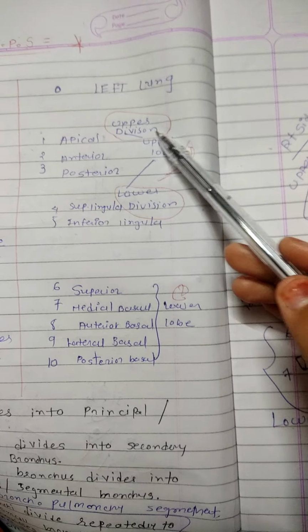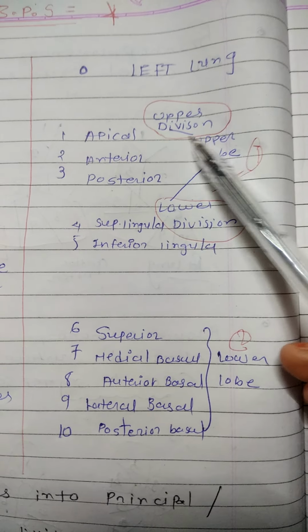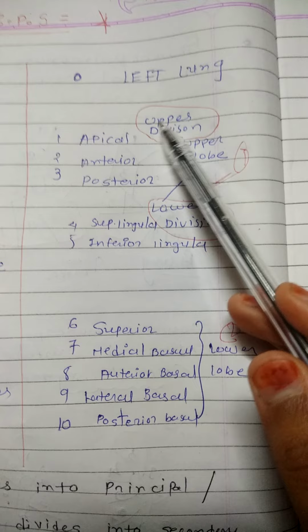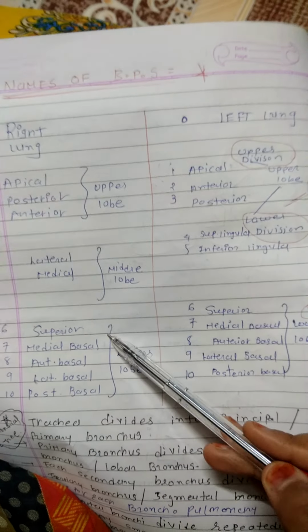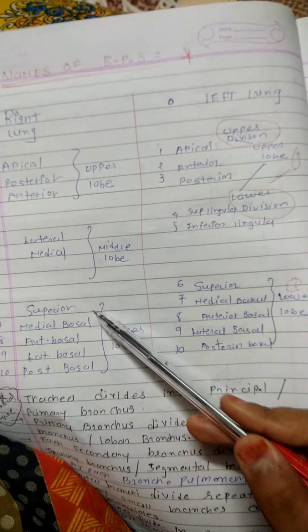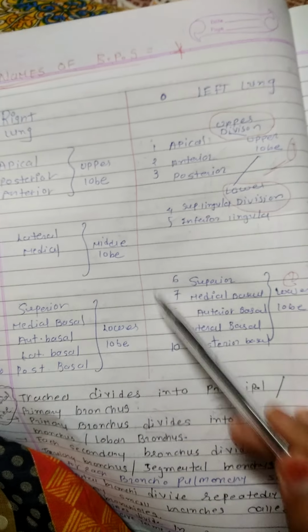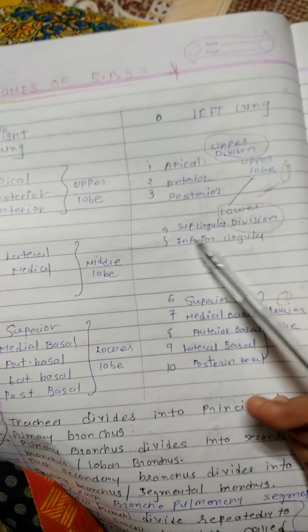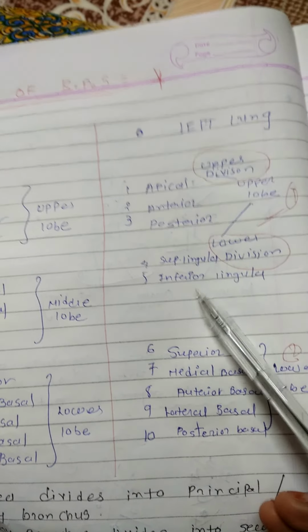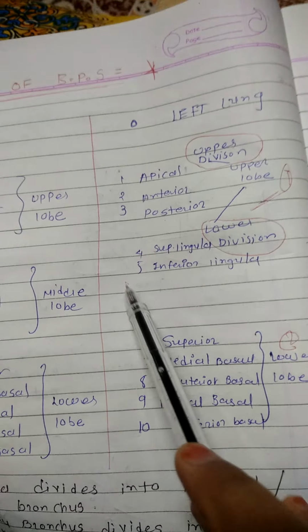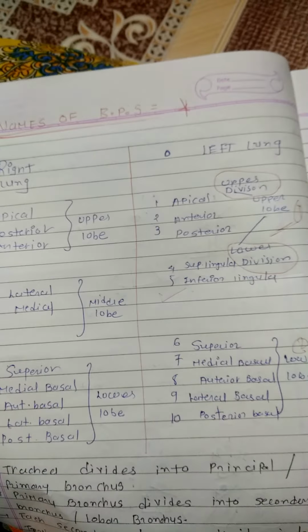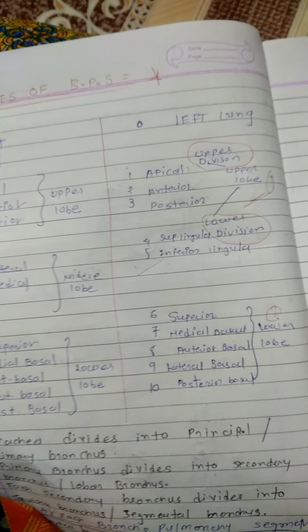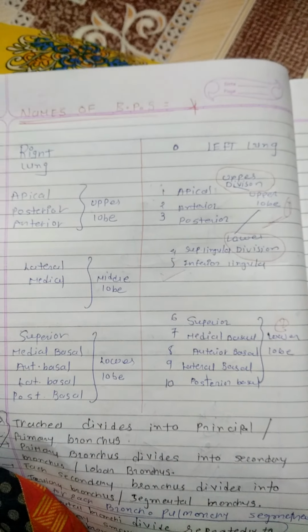Then we talk about the left lung upper lobe, which is further divided into the upper division and the lower division. The upper division has 3 segments, apical, anterior, posterior, same as here. The lower lobe also has the same segments: superior, medial basal, anterior basal, lateral basal, posterior basal. The difference in the left lung is that, due to the presence of the lingula, you have to write about 2 segments, superior lingular and inferior lingular. The left lung has no middle lobe, so this is not included on the left side. So this is all about the names of the bronchopulmonary segments.